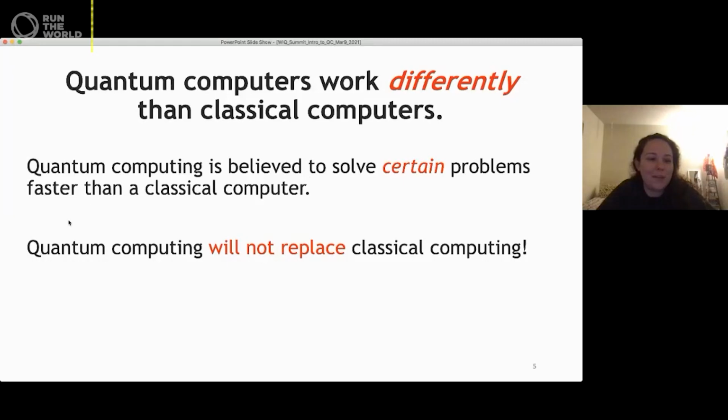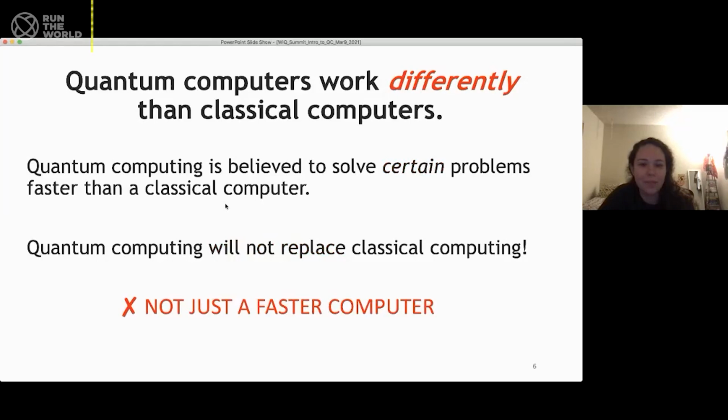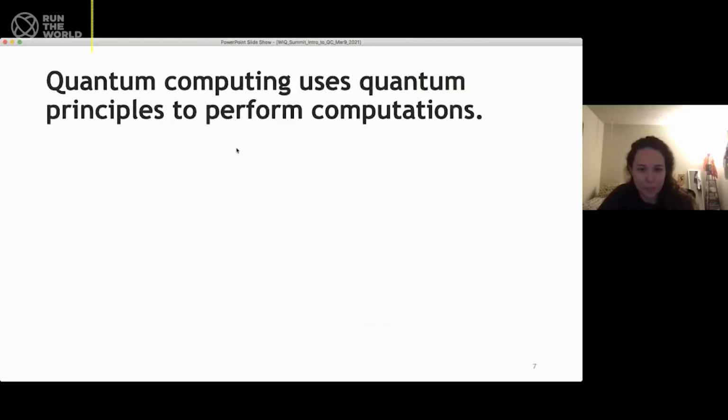So the main takeaway I want you to understand is that quantum computing is not going to replace classical computing. We're not just looking for a faster computer that can solve problems in the same type of framework. We're looking at computers that work completely differently and can solve different types of problems. And that kind of makes it exciting, right? The reason has to do with what's under the hood.